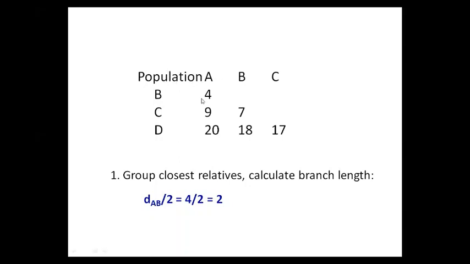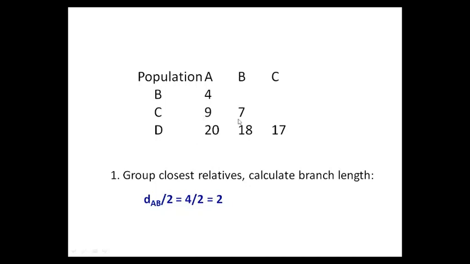So the A to B distance score was 4, A to C distance score was 9, A to D distance score was 20. Similarly, B to C is 7, B to D is 18, C to D is 17. So based on these alignment scores, how can you draw a phylogenetic tree by the UPGMA method?